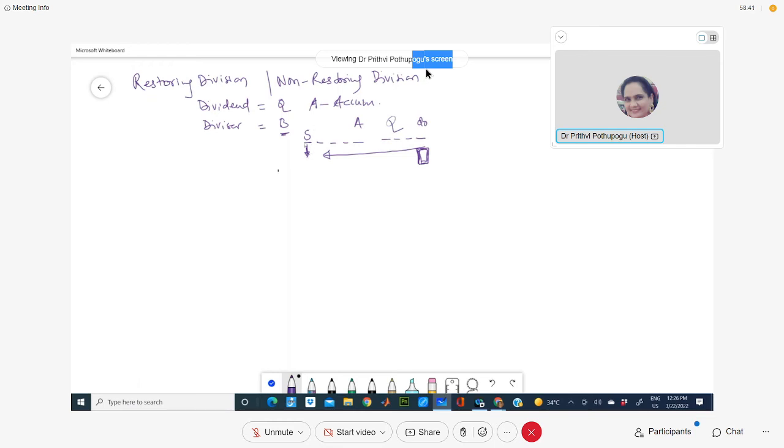If this sign bit is 1, it indicates that the value is negative, so we make Q naught as 0. If sign bit is 0, it indicates that the magnitude or value is positive. Then we need to make this value as 1.